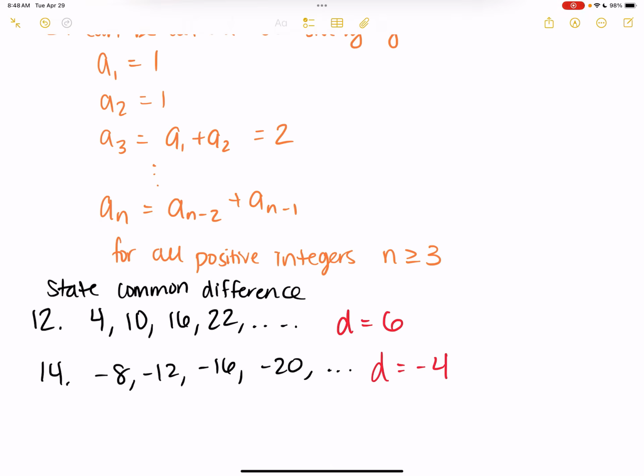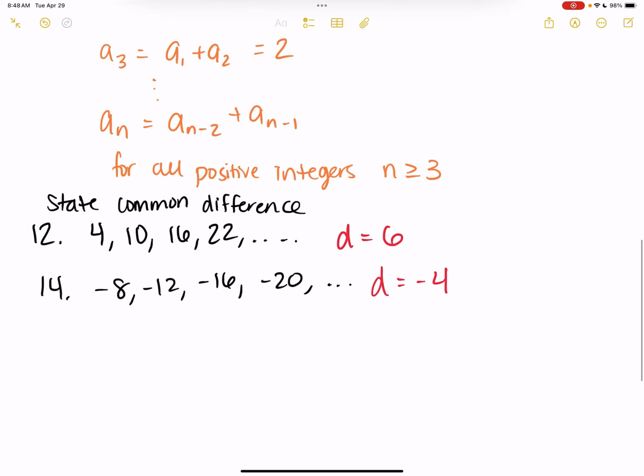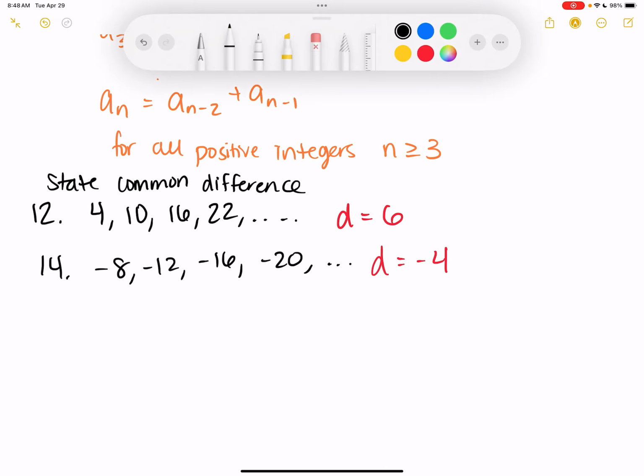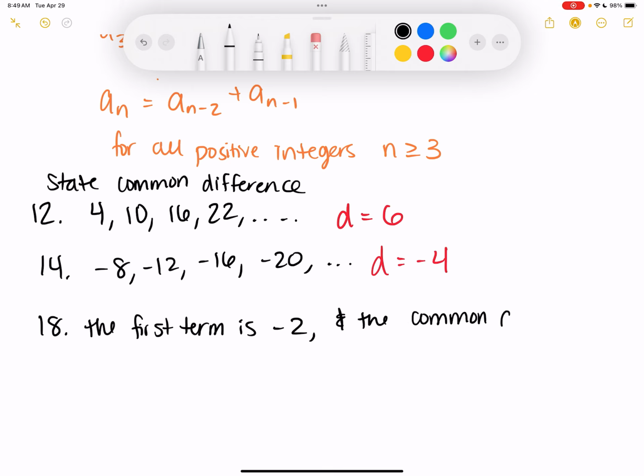Let's see. Find the first 5 terms of each arithmetic sequence. Depending on how they give it to us, we'll determine how we do this. Number 18, they give it to us in words. The first term is -2, and the common difference is 12.